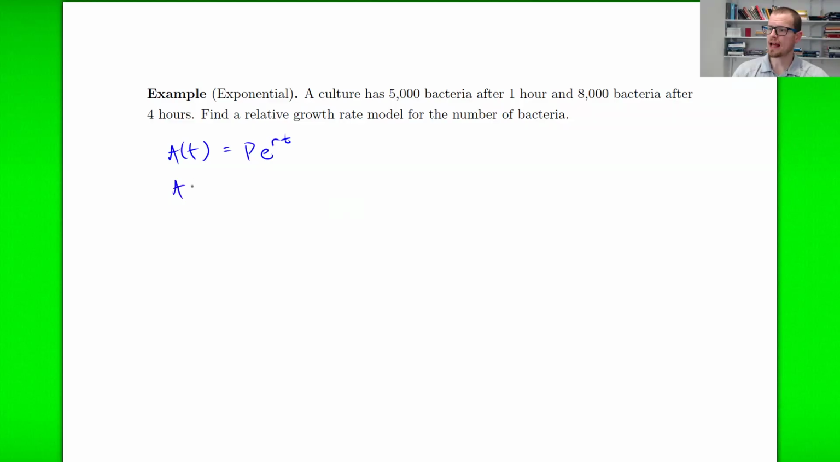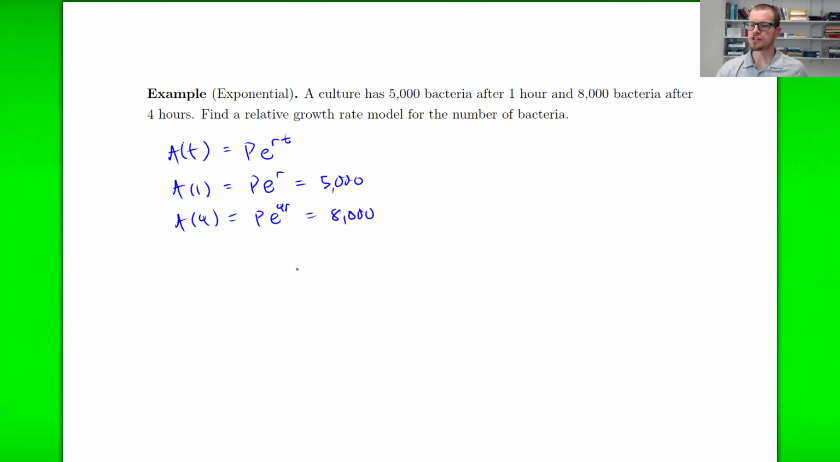I know that A of 1 is equal to 5,000, so P times e to the r is equal to 5,000. And I know that A of 4 is equal to P times e to the 4r, and that would be 8,000. So this gives me a system of equations. P times e to the r is equal to 5,000, and P times e to the 4r is equal to 8,000.